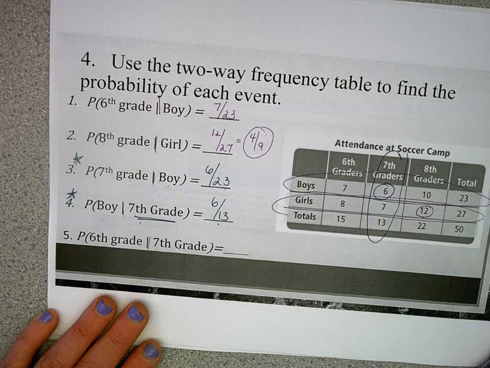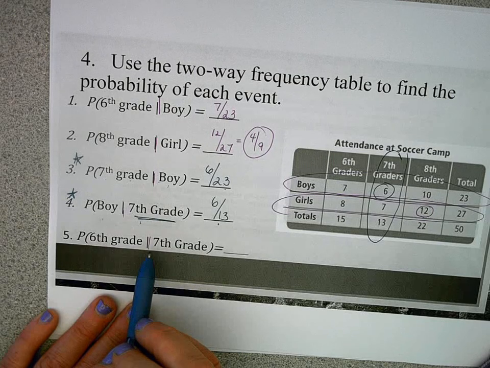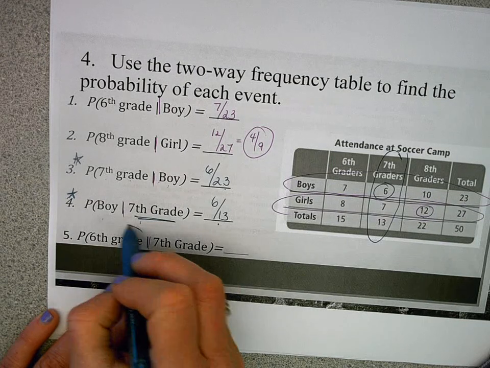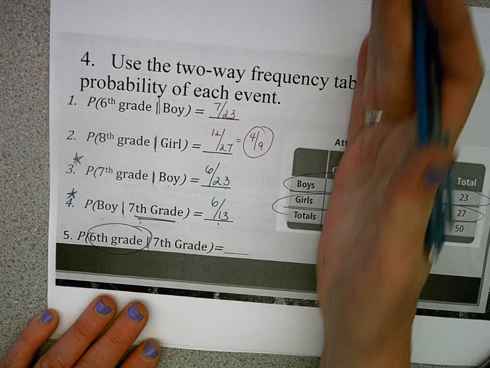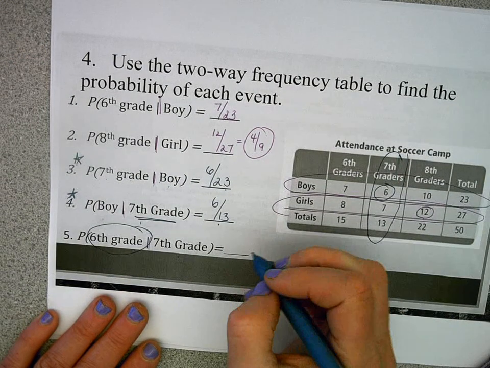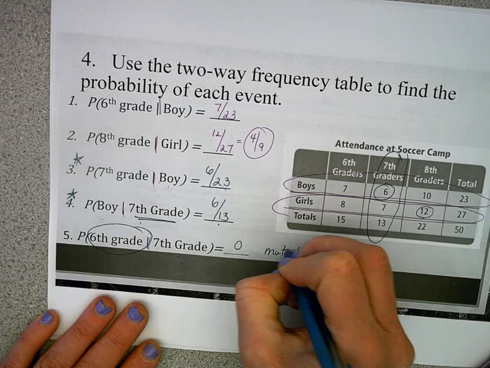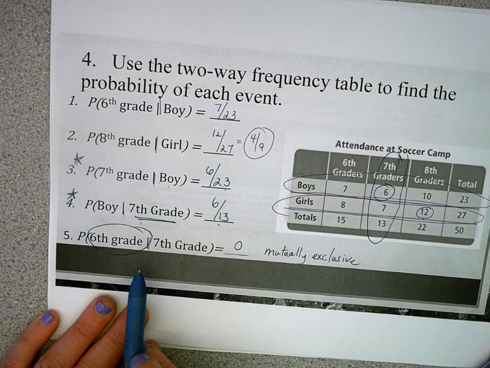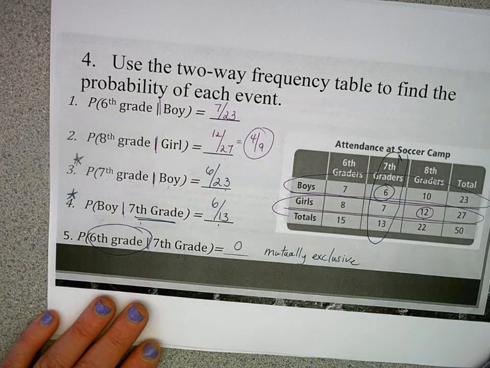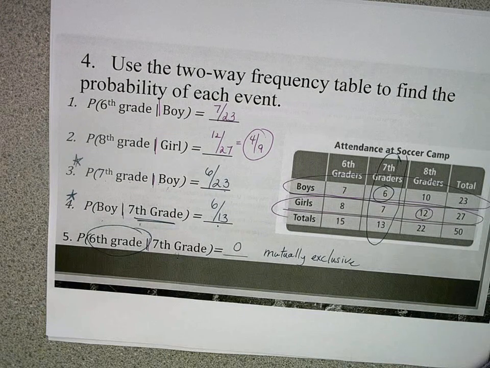Okay, number 5, very important. 6th grader given it's a 7th grader. Well, for this to happen, you have to be able to be both a 6th grader and a 7th grader at the same time. These are parallel to each other, so this is a probability of 0. It is mutually exclusive. So one more time, remember that the numerator is both, the 'and'. You can't have 'and'. You can't be both grades at the same time. Okay, when you're done with that, turn the page.